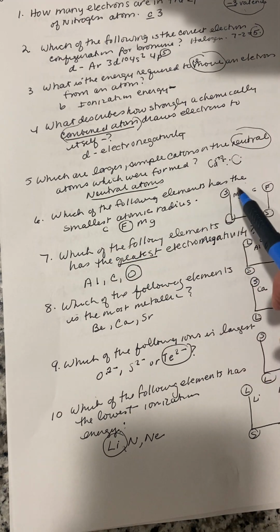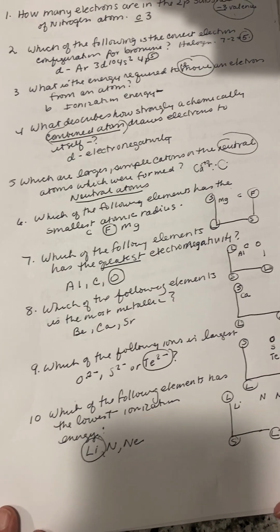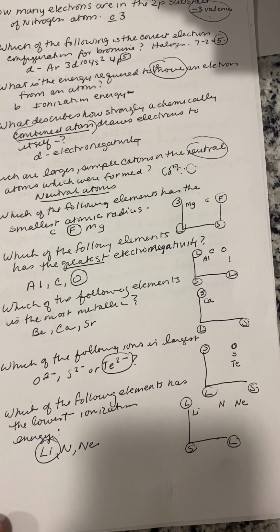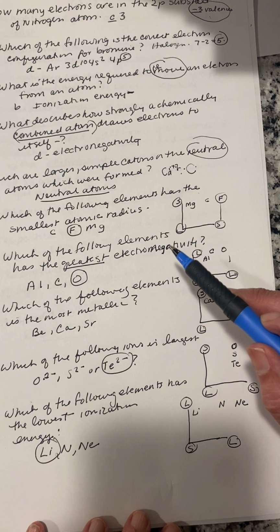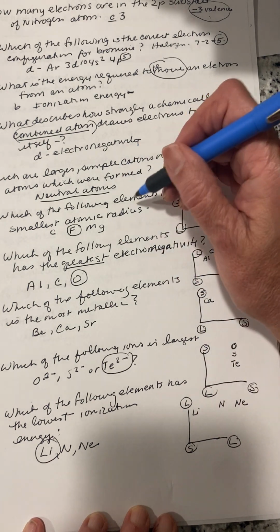Which of the following elements has the smallest atomic radius? Okay, here we go. These are the little things you have to draw here. Let me put this here so you can see it better. So here we have which of the elements has the smallest atomic radius.